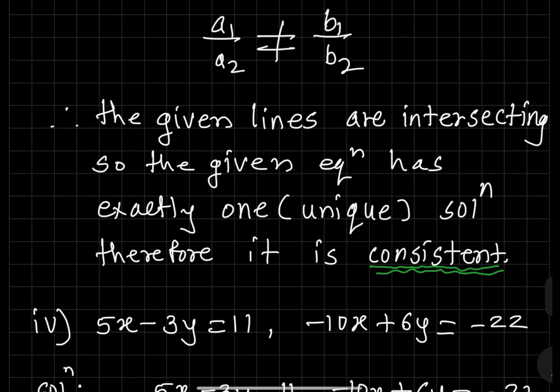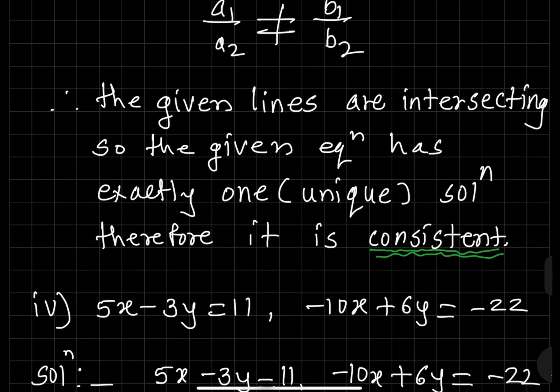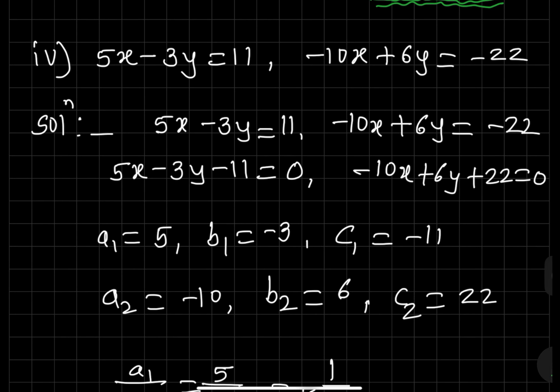So see here, the given lines are intersecting, so the given equation has exactly one, means unique, solution, therefore it is consistent. Okay, now see the next, fourth example. Okay, the fourth example we have to see here. This is also given as it is, and that we have to write.